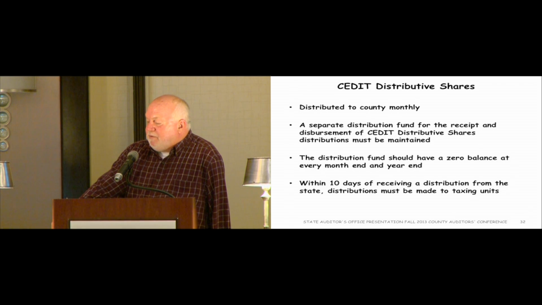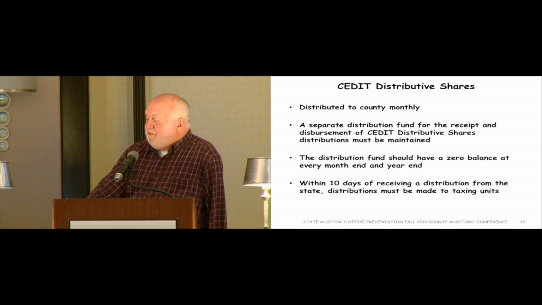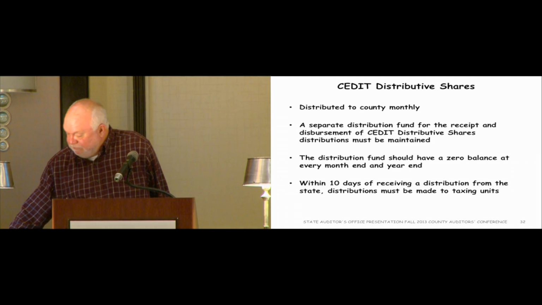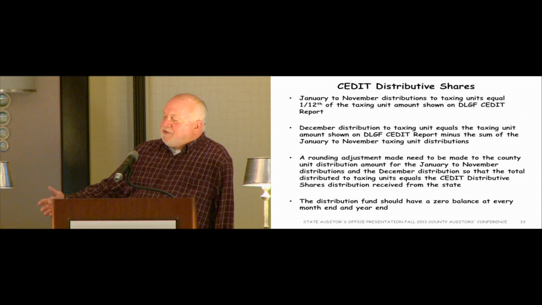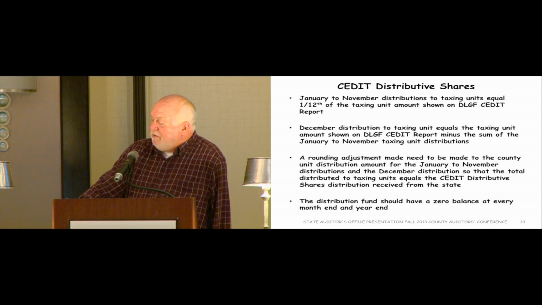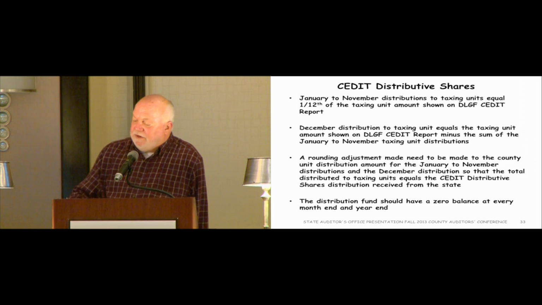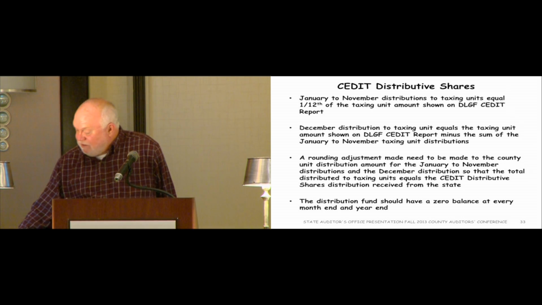Seated distributive shares operates just like CAGIT and COIT with the distributive shares. We distribute to the county monthly. You need a separate distribution fund, and the distribution fund should have a zero balance, and you have 10 days to make the distribution. The distribution to the units is going to be 1/12 of the amount on the CAGIT seated report, and then the December amount is going to be the total on the DLGF report minus the sum of the January to November distributions and rounding adjustments. I suggest you make it to the county amount. And the distribution fund, once again, should have a zero balance.